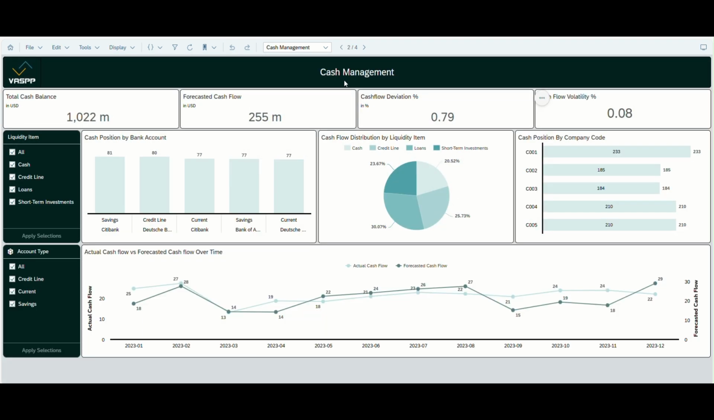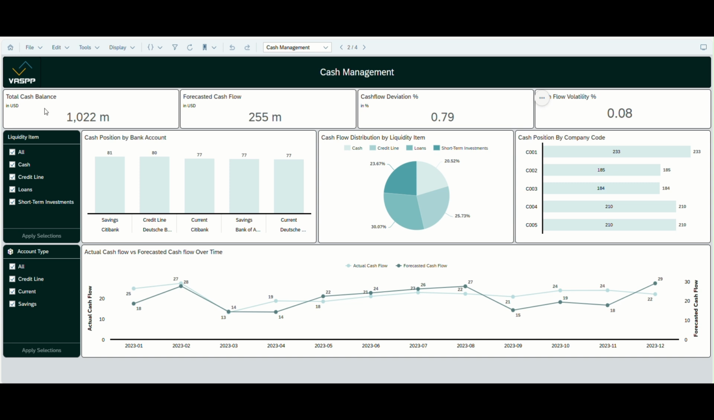Welcome to the pulse of your organization's cash flow and bank account activity. This cash management page provides a granular, real-time view designed to optimize your cash resources and sharpen forecasting precision. Right up front, we see the critical cash metrics. Total cash balance stands strong at $1.02 billion, the aggregate cash across all your bank accounts and liquidity categories.